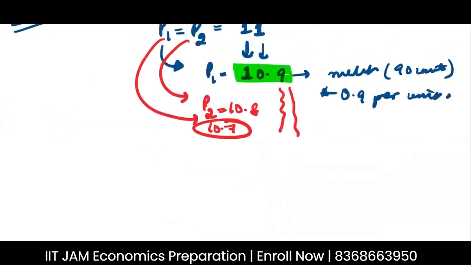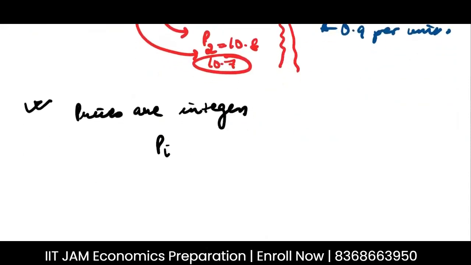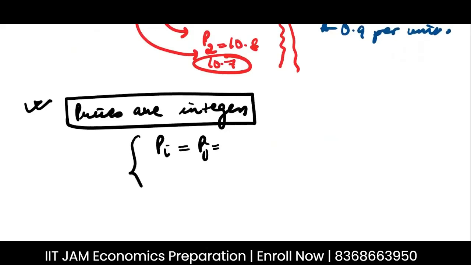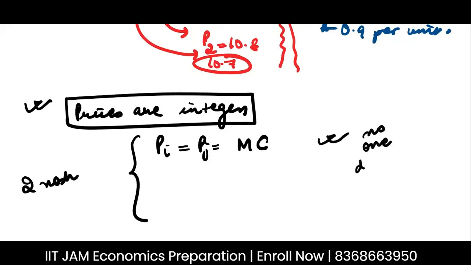But here in the exam, they gave this trick that prices are integers. So when you cut down the prices, you have to cut down by an entire one. Whenever prices are integers, there exist two Nash equilibria. One is where Pi is equal to Pj is equal to marginal cost. This is definitely Nash. No one has an incentive to deviate. We proved it. You can't lower it further. Even if you increase it, you will lose the market.